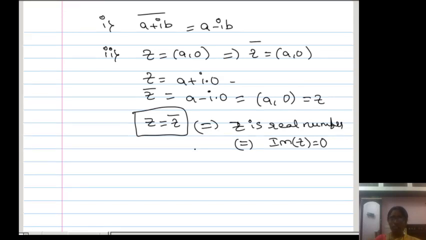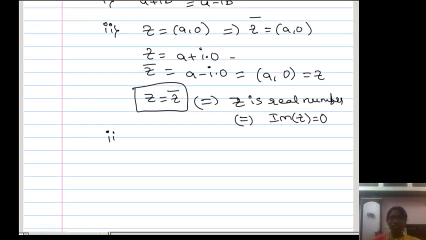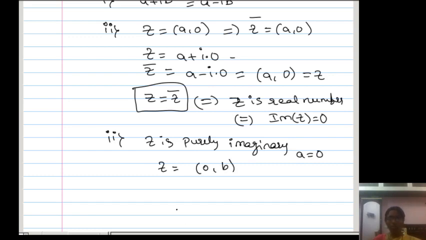Okay, so next my question is, if Z is purely imaginary, what does it mean? Purely imaginary number, I already discussed in the first session, means a equal to 0, something like (0, b). Purely imaginary means like 0 + i·b. This is ib. Here a is equal to 0. If there is only an imaginary part and no real part, that is called purely imaginary.